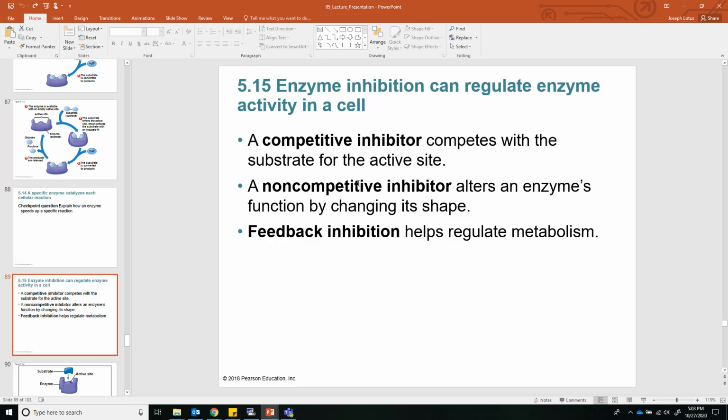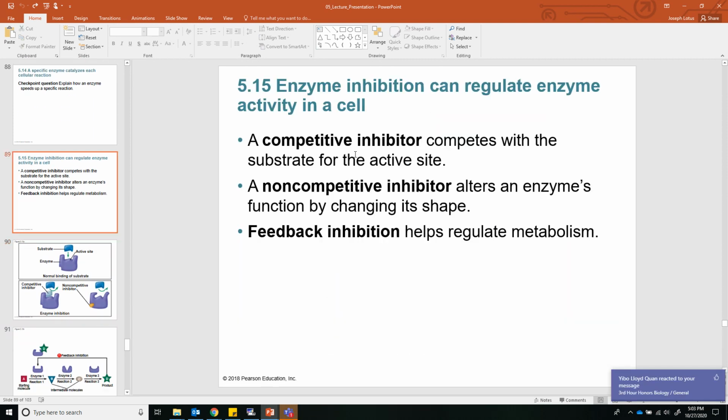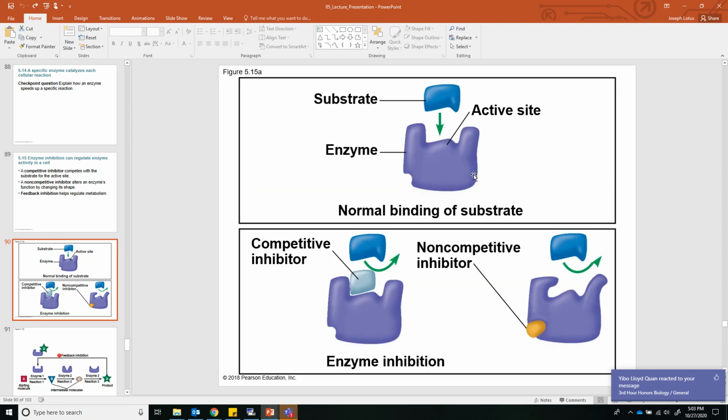So the first thing to talk about is the word inhibition. Inhibition means stopping something. So enzyme inhibition is stopping the enzyme. And there are a couple of different types: competitive and non-competitive inhibition. Competitive inhibitors will actually compete with the substrate at the active site.